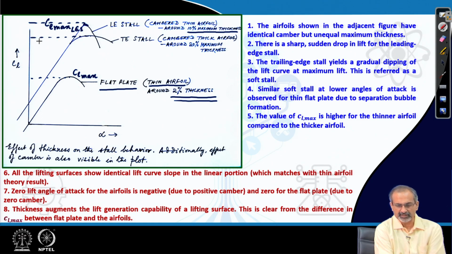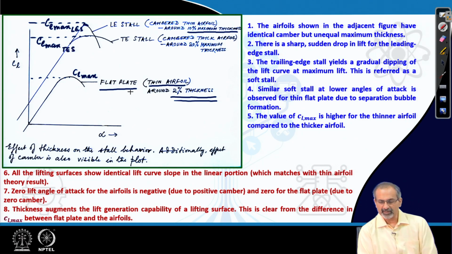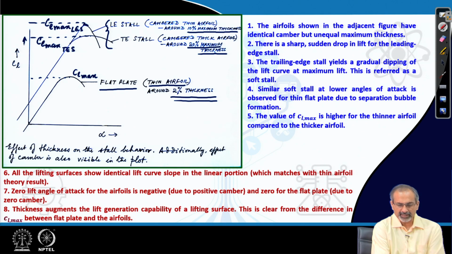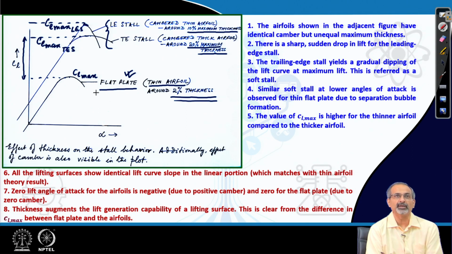which is larger than the CL max for a trailing edge stall case, where we have used the same maximum camber in both the cases. That means the basic camber line for these two airfoils is identical, only thing is they differ in maximum thickness. So, what do we see? First of all, the lifting surface, if you compare between the flat plate and the airfoils, there is a thickness difference. Even the thinner of the airfoils is much thicker than the flat plate, which basically means that thickness does have a role to play on CL max.